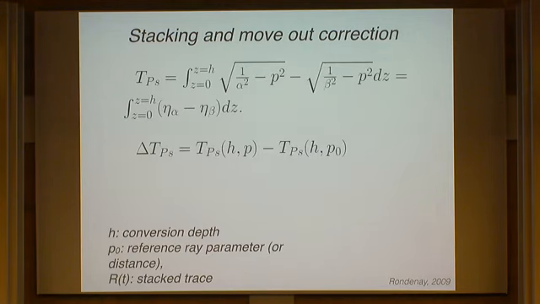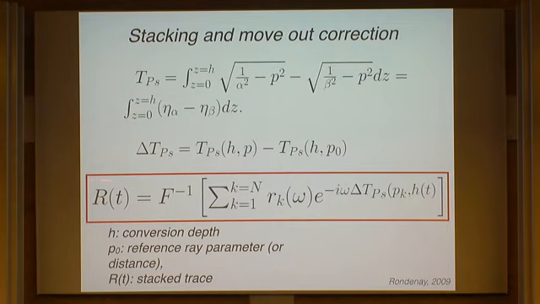So again, what we can do is something very simple. We have a reference distance, which is determined by p naught, the reference ray parameter, and you also have the time shift between the conversion and the P wave. There is always some difference in the timing, so you want to correct for that before you stack. The final receiver function that you stack is basically the individual receiver functions in the frequency domain. Then you apply this time shift, and once you do the inverse transform, you get your summation, which is the final stack of the receiver function.